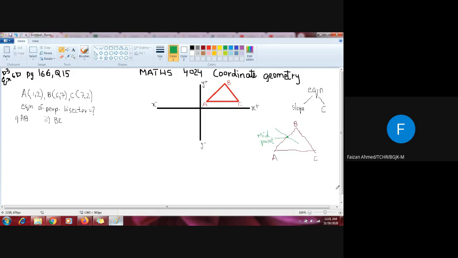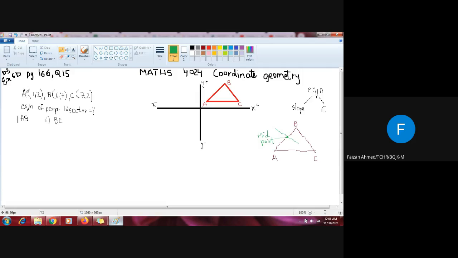Assalamu alaikum students. Maths 4024 coordinate geometry is the topic, and this is exercise 6D, question number 15. It is on page number 166. D3 7th edition is the book. This question is different from the other questions because there is a new concept introduced in this question, and that is of perpendicular bisector.